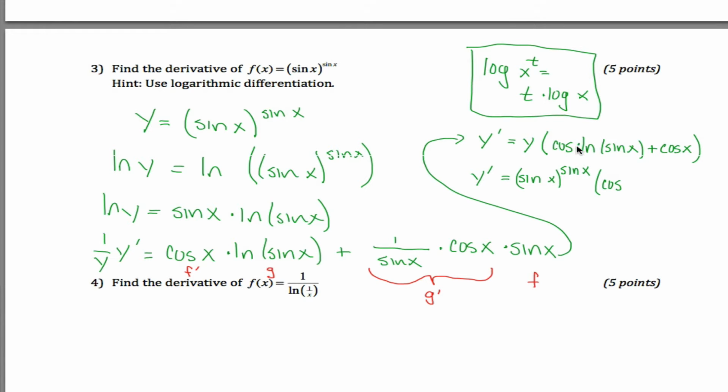Sorry, there should be an x right here. Times the natural log of the sine of x plus the cosine of x. No way that's going to squeeze. I don't think the printer will print that out, so I'm going to write plus cosine of x down here. Close those parentheses with this one, and call this my answer.